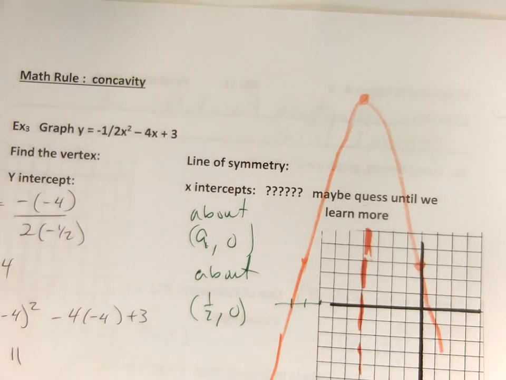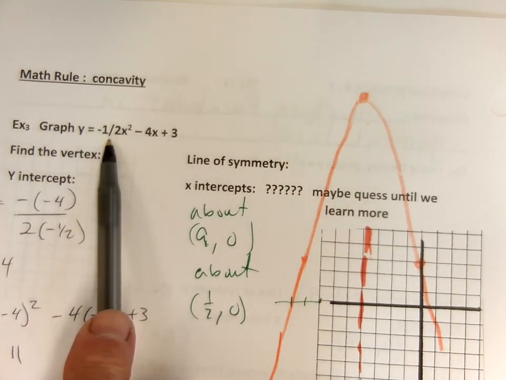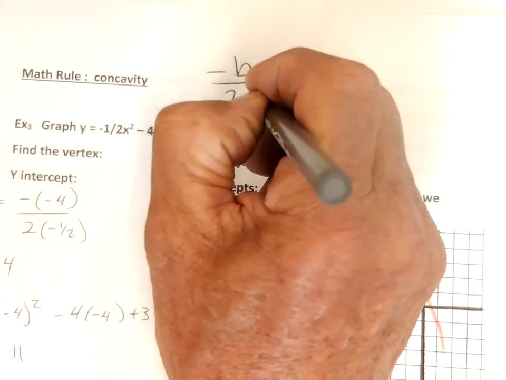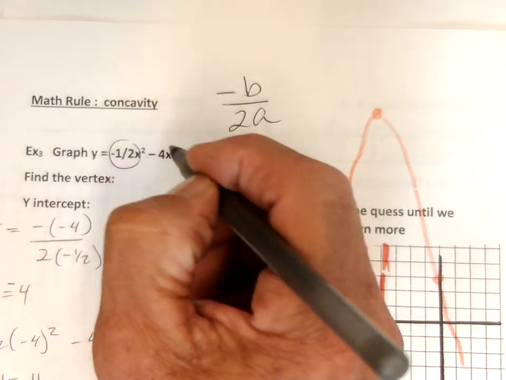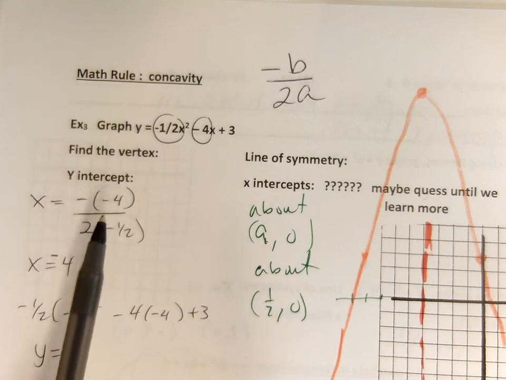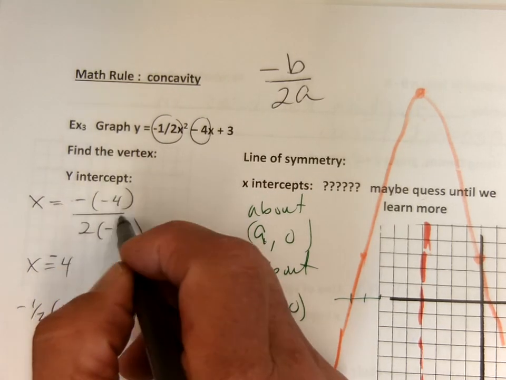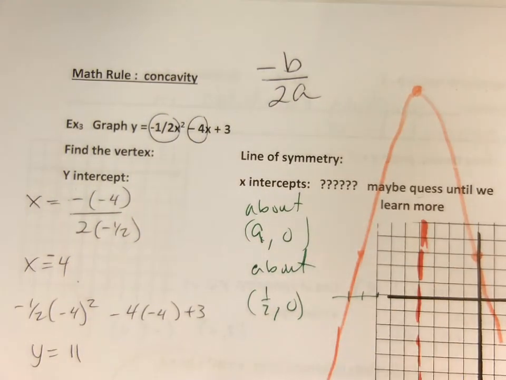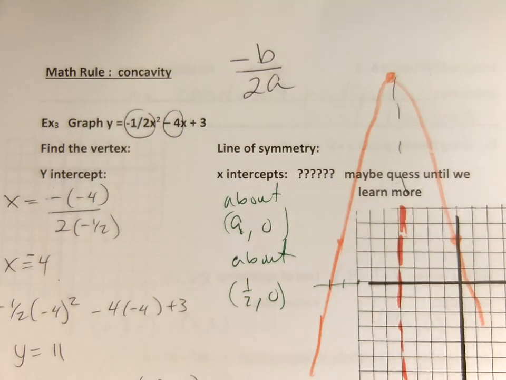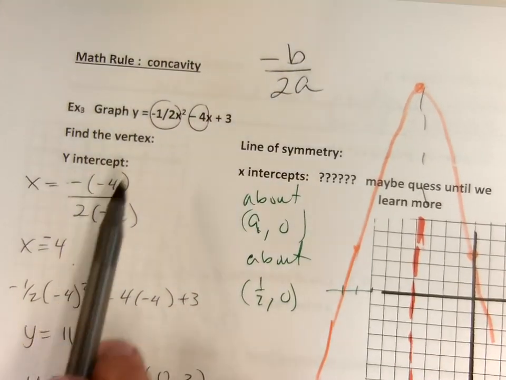On the back side of the notes, I just did the same thing, except it's a -1/2. So I still use my -b over 2a, where a is -1/2 and b is -4. To find the line of symmetry, I went -b, just 4, over 2a, which is 2 times -1/2. That simplifies to 4 over -1, which is x equals -4. So I've got my -4 here. Somewhere along this line of symmetry is the vertex. So I plug my -4 into x.